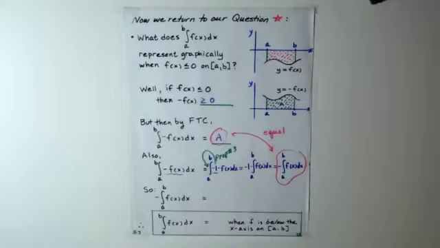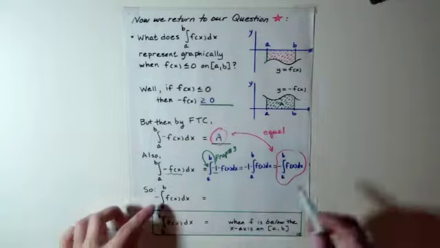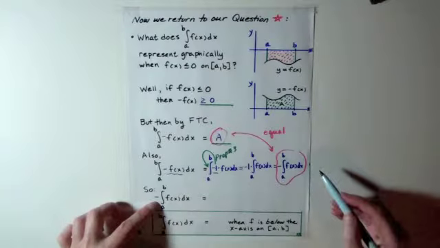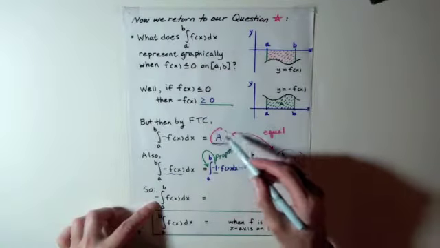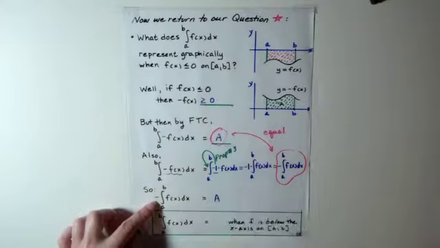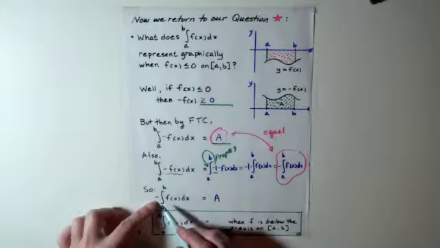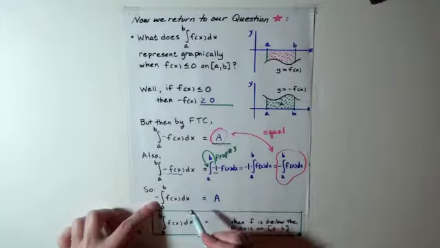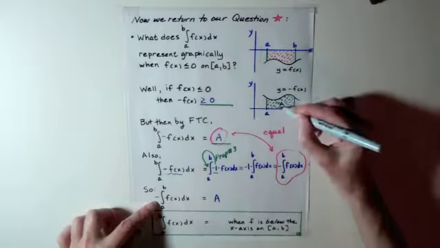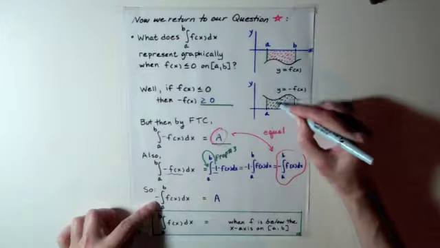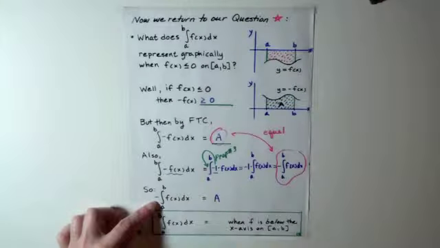And that's what I'm going to write down in the next line. This thing that I circled here in red has to be equal to this thing that I circled in red. It has to be equal to a. So I now know that minus the integral from a to b of f of x dx is equal to a, where a is this green area that we had under this curve.